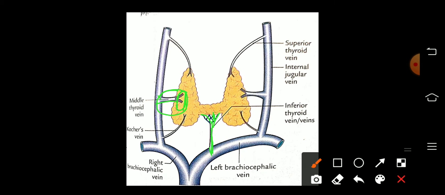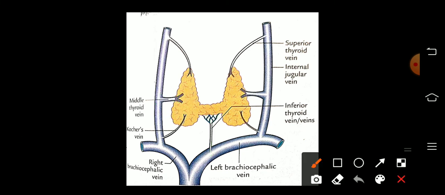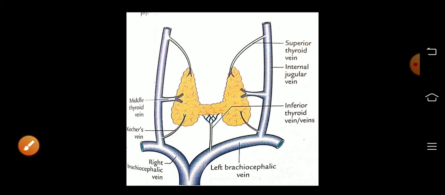brachiocephalic vein. So in some cases there is one more vein called the thyroid vein of Koch. So Koch's vein, or thyroid vein of Koch. This vein is actually arising in between the inferior and middle thyroid veins, and it is getting drained into the internal jugular vein. This is about the venous drainage, guys.